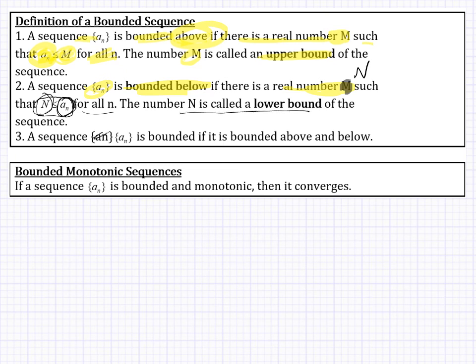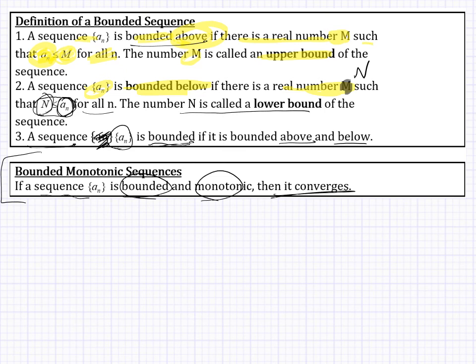And then a sequence, A sub n, is just considered to be bounded if it's both bounded above and bounded below. So there's bounded above, there's bounded below, and then there's bounded. And we get to the part that helps us with convergence of a sequence. If a sequence is both bounded and monotonic, then we can say it converges.